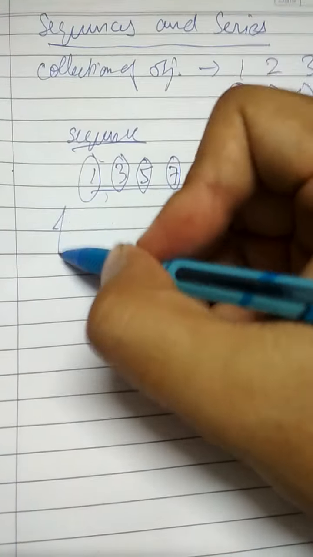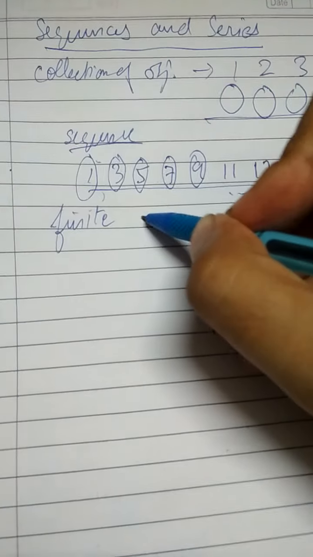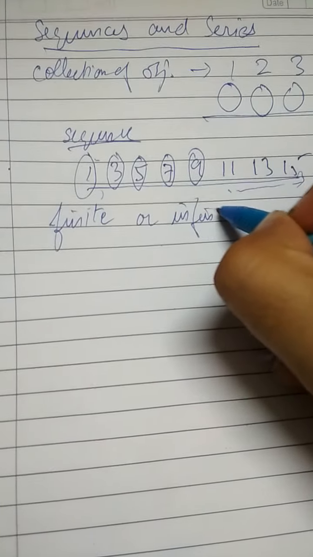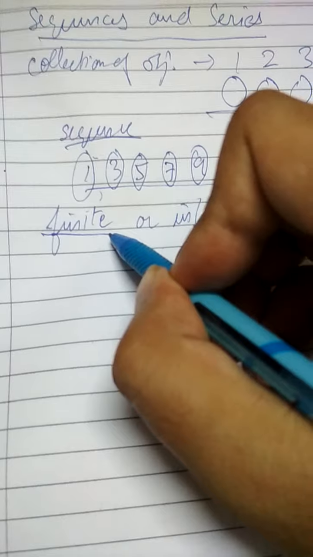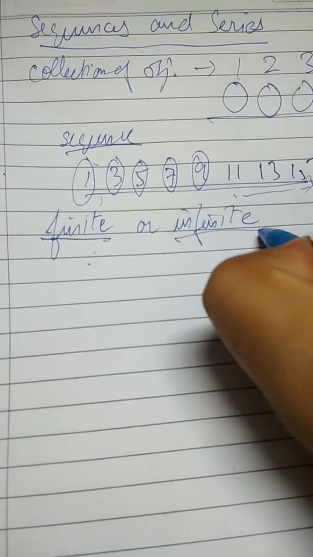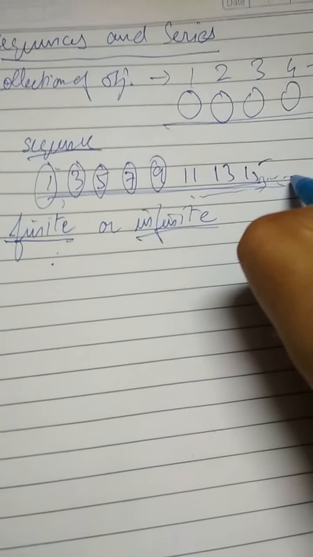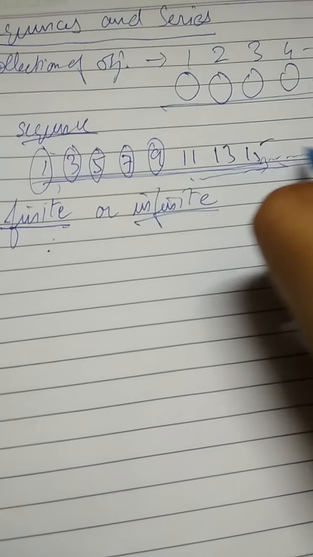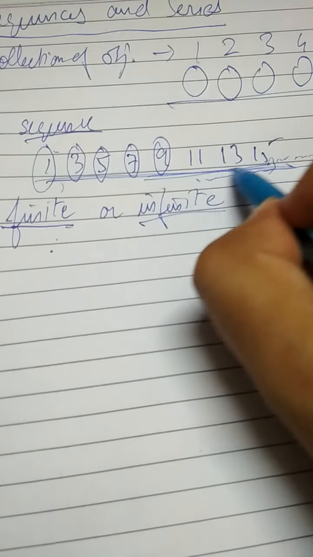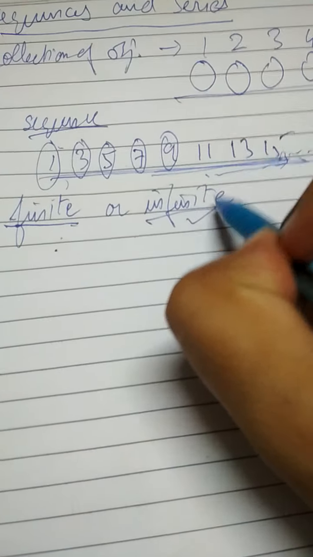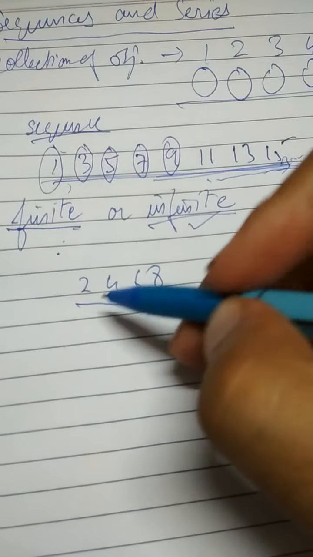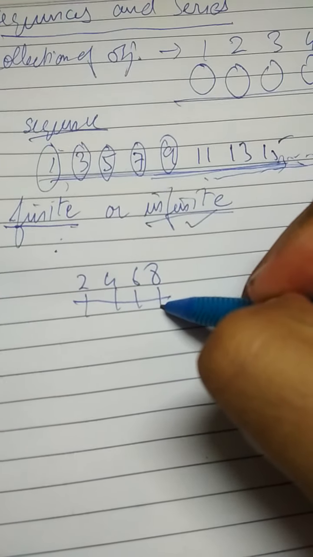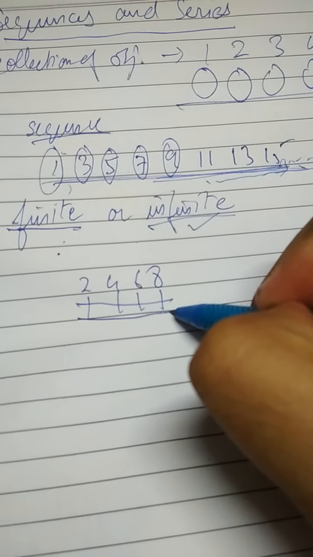Now a sequence can be finite or infinite. If there are a finite number of terms, then the sequence is finite. If the sequence is not finite, then it is called infinite. In this sequence, how many terms will be there? If we keep on continuing, there will be an infinite number of terms. So this is not a finite sequence, and since it is not finite, it is infinite. If we have a sequence which consists of only these 4 numbers, then it has a finite number of objects in it, therefore it is a finite sequence.